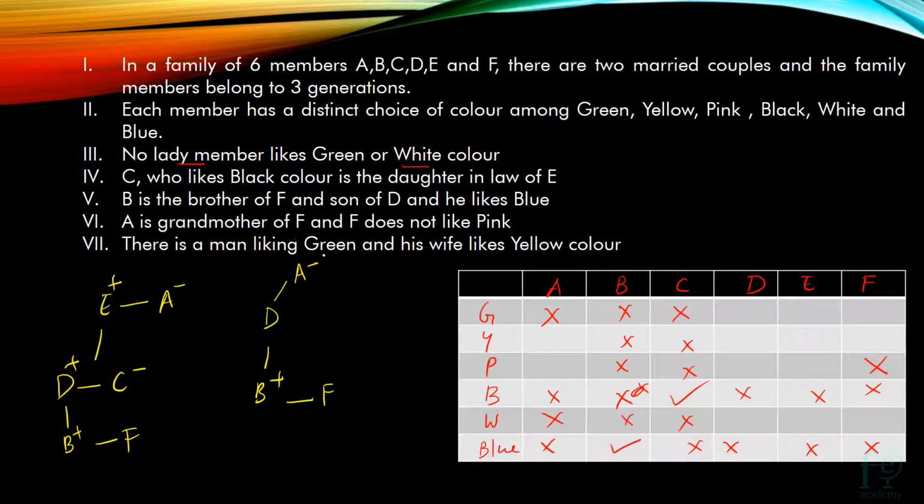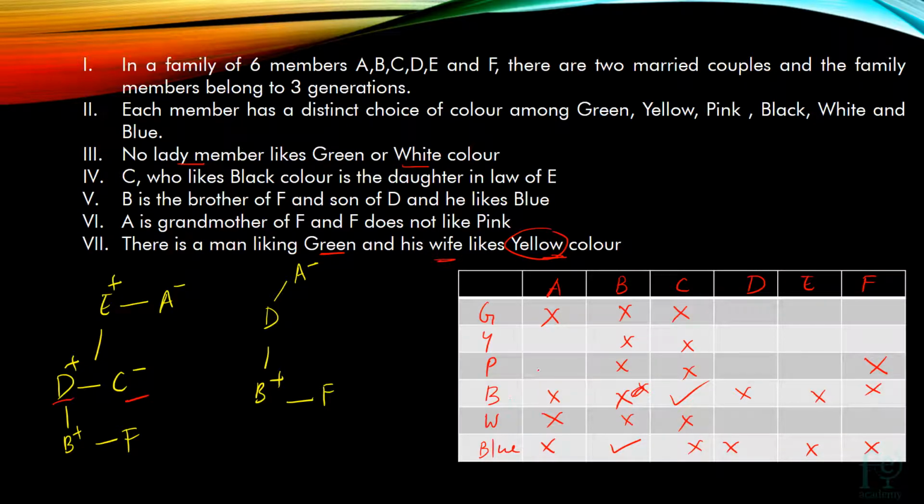Now it is given there is a man liking green and his wife likes yellow color. We already know C is liking black color. So this combination will not work for the couple D and C, because C is liking black color, so C cannot like yellow color either. So the only possibility is A should be liking yellow color and E should be liking green color, because there are only 2 married couples here, A, E and C, D. The C, D combination will not have green and yellow because C likes black. The only option remaining for us is the married couple E and A.